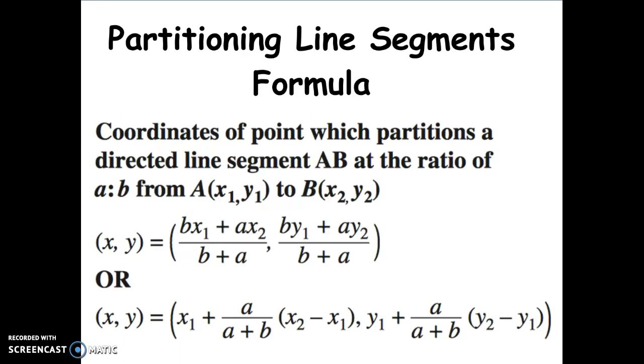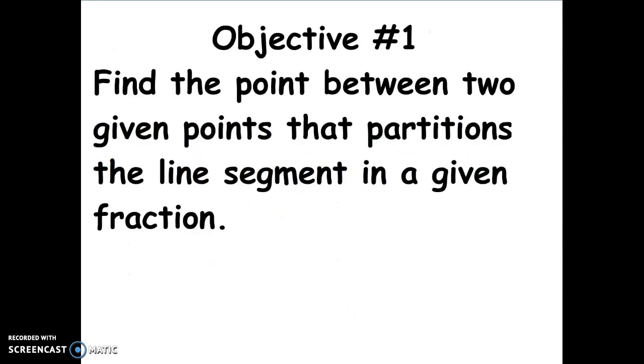So with that being said, I've screenshotted this off of the formula sheet. Here are the two formulas that you'll be using. We're going to be dividing our line segment by a certain ratio or a fraction, and we're going to see what point or ordered pair divides that line segment. Your final answer is going to be in ordered pair format, parentheses, x, comma, y, close parentheses. So let's dive right into our first example.